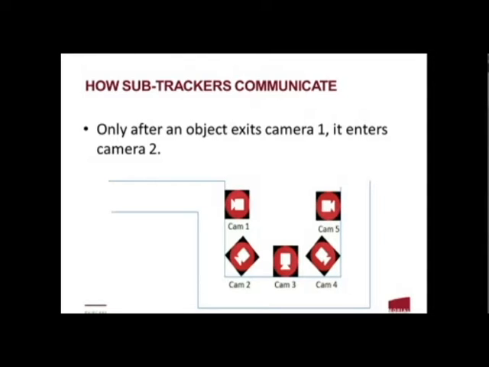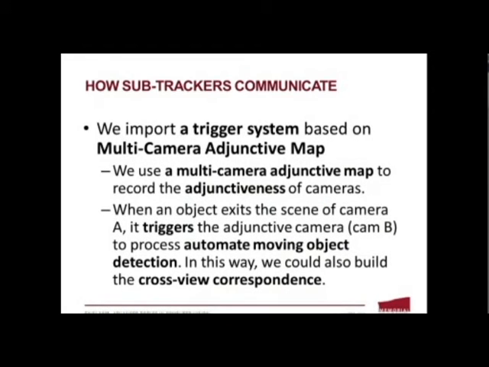Then, how subtrackers communicate. For example, we have a collider like this, and we put 5 cameras, which is responsible for each part of the collider, respectively. Only after the object exits camera 1, it enters camera 2. In this way, we build a so-called multi-camera adjunctive map and a system to help the subtrackers communicate.